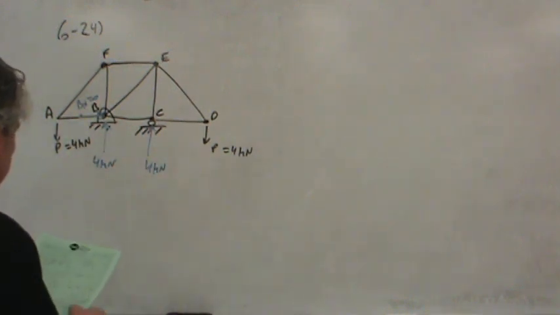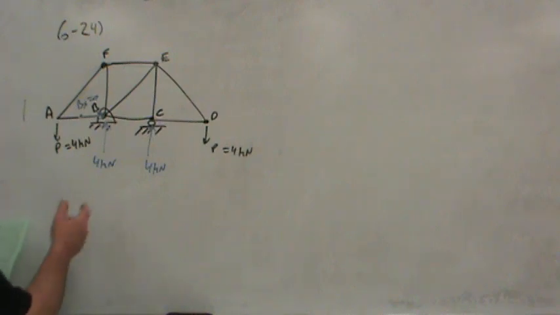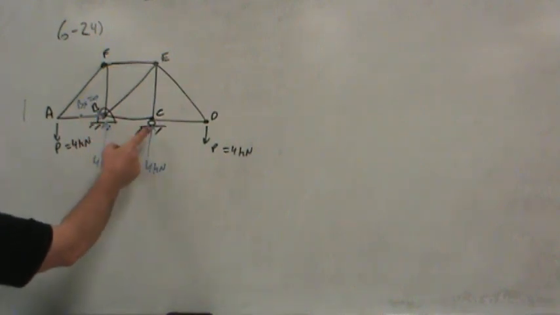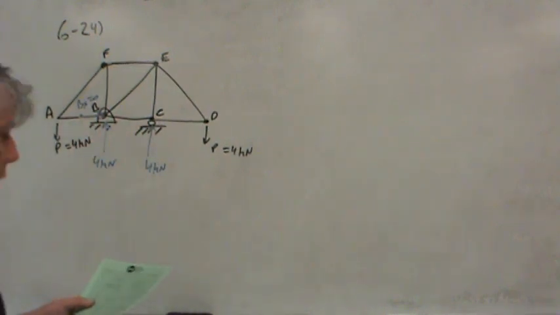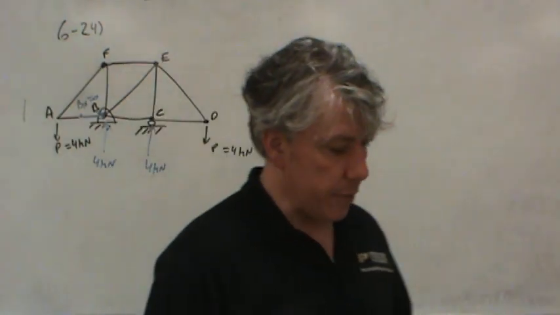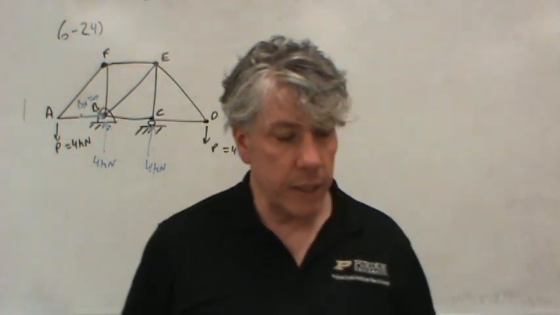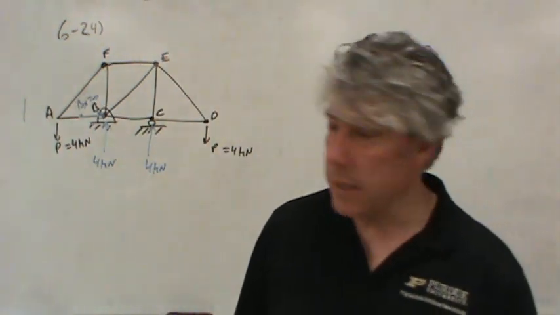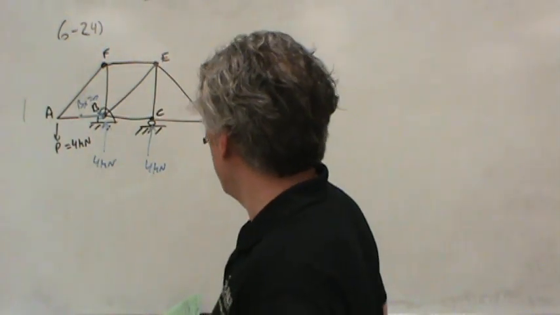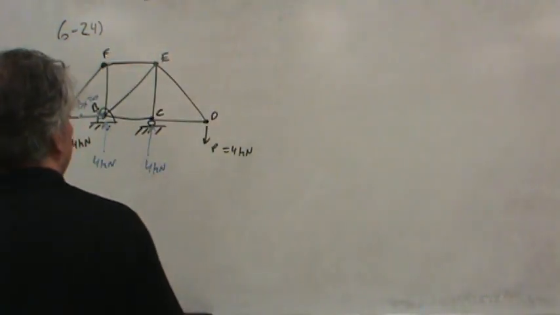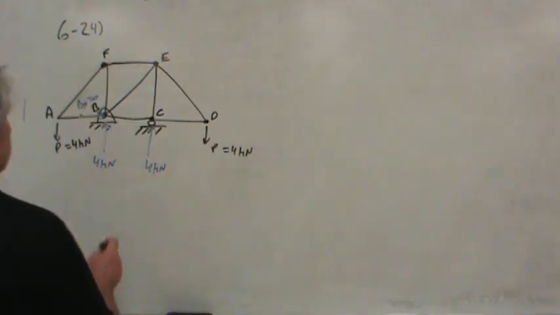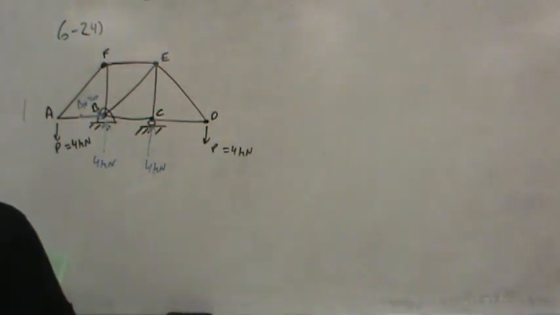If you don't know how that's done, we'll sum moments about point B to get rid of this reaction, and you'll find that the reaction at C is 4 kilonewtons. Then sum forces in the y direction, and you'll find that the other reaction is also 4 kilonewtons. So that's pretty straightforward. But that's not really the point of this part of the chapter. The point is to solve for forces in all the members using the method of joints.